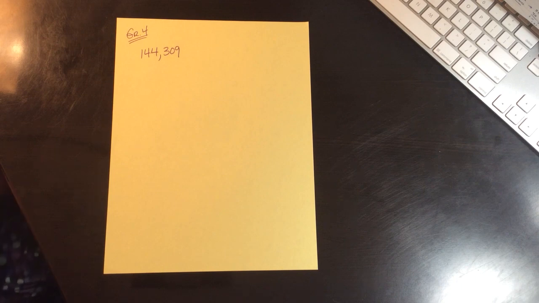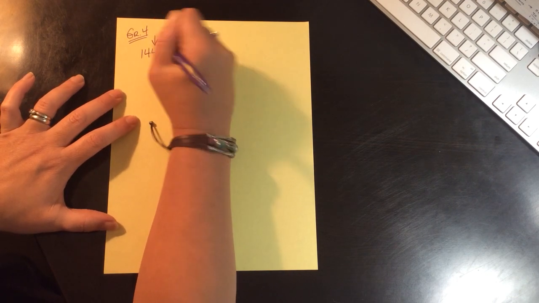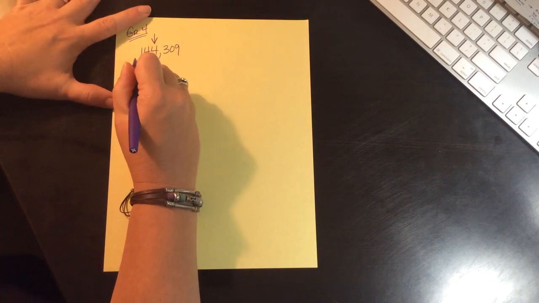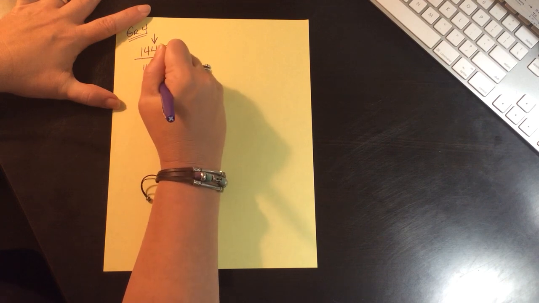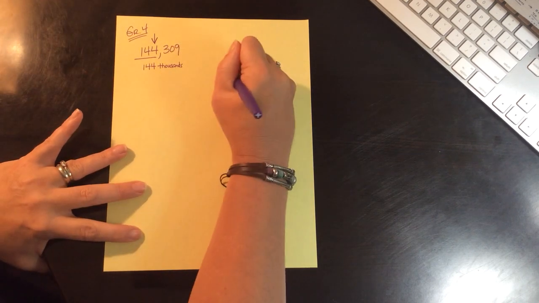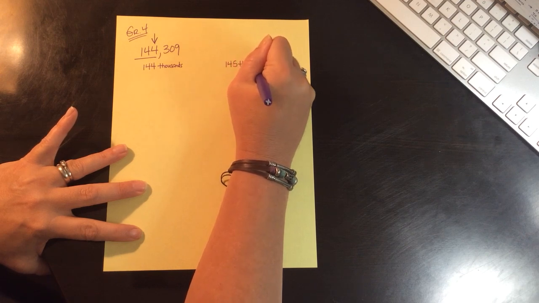Grade 4 requirements is simply that it's a whole number value rounded to any whole number place value. So let's go ahead and round this to the thousands place. First, I'm going to identify my thousands place and then identify how many thousands I have. I have 144 thousands. If I had enough to make one more thousand, I would have 145 thousands.